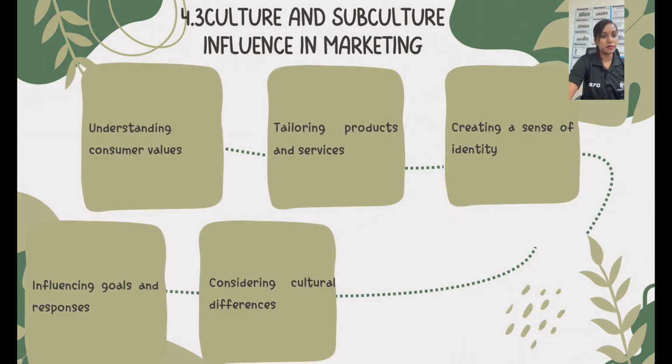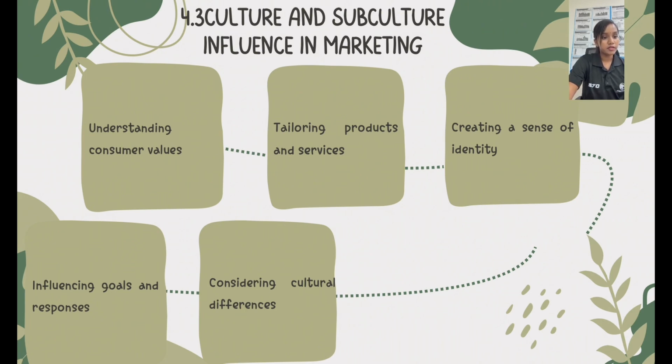4.3 Cultural and subcultural influence in marketing. The first one is understanding customer values. Understanding culture and subculture can help businesses understand their customers' values, beliefs and preferences. Second one is tailoring products and services. The business can use this information to create products and services that meet the needs of their target customers. And then the third one is creating a sense of identity. Customers often use products and services to express their identity.